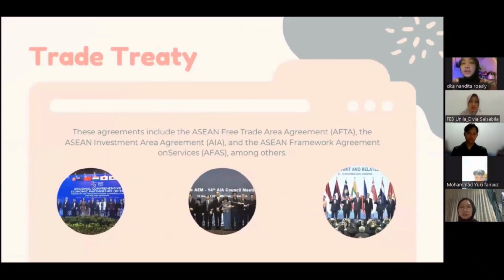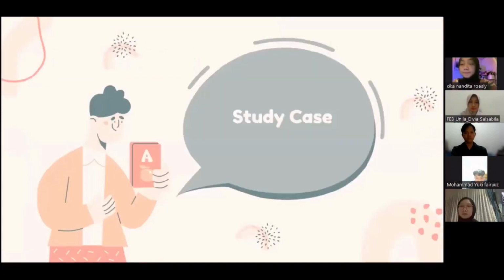This agreement includes the Asian Free Trade Area Agreement or AFTA, the Asian Investment Area Agreement or AIA, and the Asian Framework Agreement on Services or AFAS. You can see the pictures there. There are three Asian Free Trade Area. Next slide. And the next slide will be presented by Zahwa.